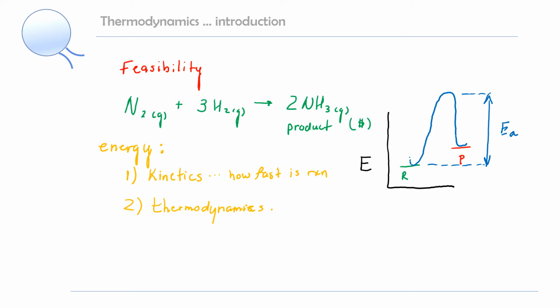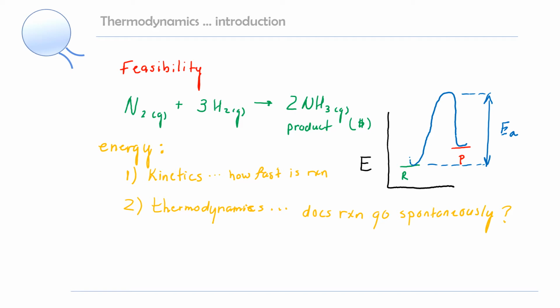Thermodynamics has to do with something known as spontaneity. Does the reaction go spontaneously? Meaning, when I mix my two reactants, does it just go, or do I have to do work to make it go? And so that is the other critical aspect of a chemical reaction. And these two things are completely independent of one another.